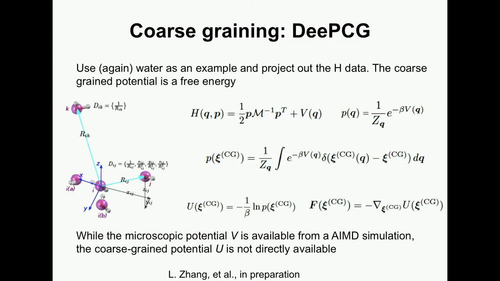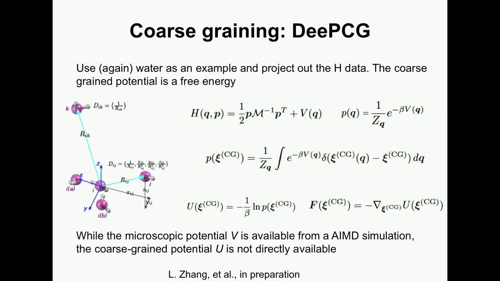Then I want to discuss coarse graining. This is some work in preparation. I use two examples here, and the first one is again water. Essentially, what we want to do is to generate a coarse-grained potential for water that has only the oxygens, so we want to eliminate the hydrogens. For those experts in the water community, there is the Molinero water potential, a sort of Stillinger-Weber potential with parameters adjusted for water.